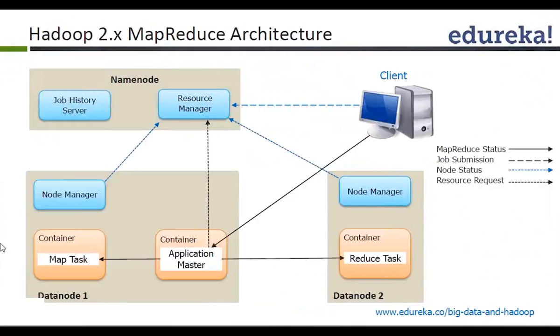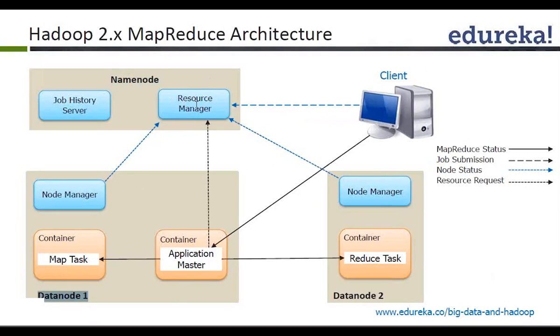So let's move on. Now let's look at your Gen 2 architecture with reference to what is an application master, what is a container, what is a node manager, and what is a resource manager. So in this example, what are we doing? You have a client. Who is a client? Somebody outside the cluster. The client will communicate with the resource manager. The resource manager will come to know from the name node where the data is. Let's assume in this example the data is on data node 1.